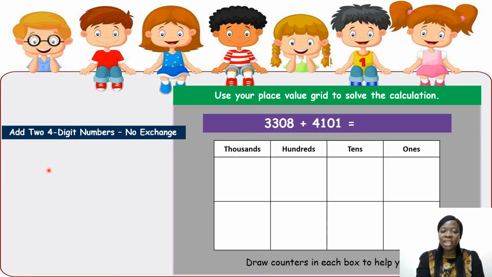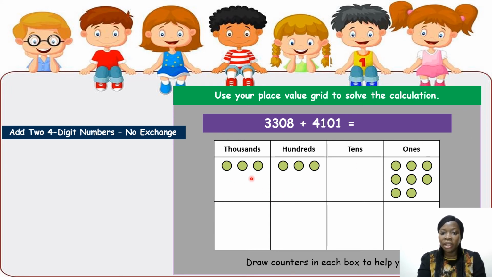Now let's add two 4-digit numbers with no exchange. Using your place value grid, solve the calculation. 3,308 plus 4,101. How do we solve the calculation? First, we need to arrange the numbers in their right place value. And when we do that, we have 3,308. There is nothing here because there is 0, 1. Now let's place the next number on the place value grid. We have 4,100 and still nothing and 1.